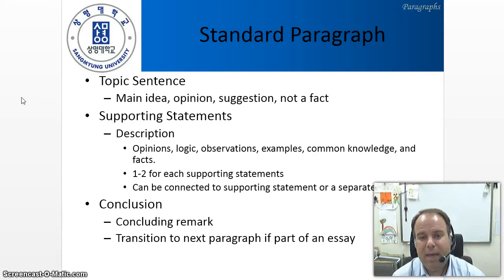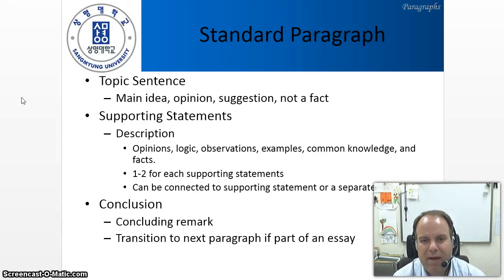Now, supporting that topic sentence are going to be some kind of supporting statements. Now, notice here it doesn't say supporting sentences. A supporting statement doesn't have to be a complete sentence. It can be part of one, though often it is a whole sentence. Supporting statements provide some kind of reasons why the main idea is true, or why I should believe the main idea, or something that is categorizing the main idea. Regardless, they're supporting that topic sentence.